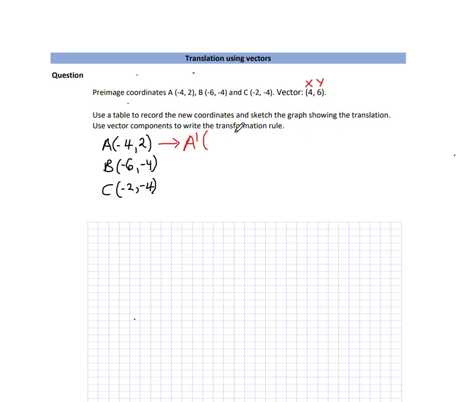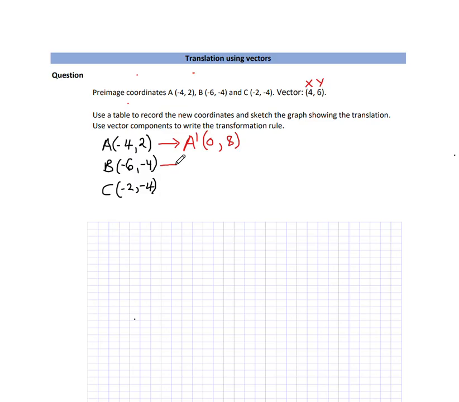So A prime, which represents the image of A, is going to be found by adding 4 from the vector to -4, which is the x value in A. 4 plus -4, of course, gives us 0. Then to get the y value for A prime, we add 6 to 2, and 6 plus 2 gives us 8.